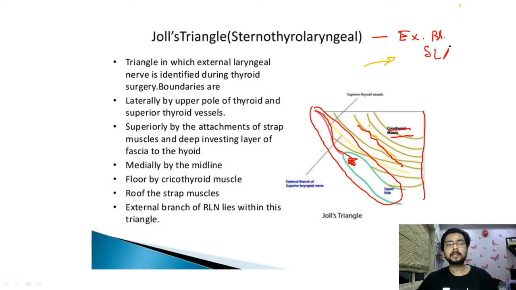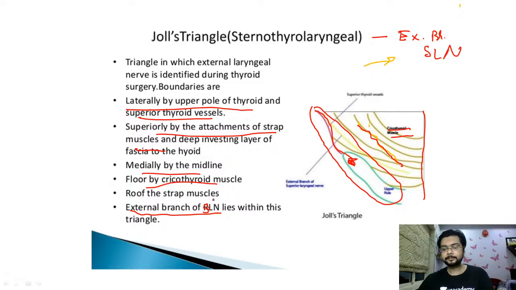Okay, so revising: laterally is the upper pole of the thyroid and the superior thyroid artery. Superiorly are the strap muscles. Medially is the midline. Floor is the cricothyroid muscle, and the external branch of the superior laryngeal nerve lies within this triangle.